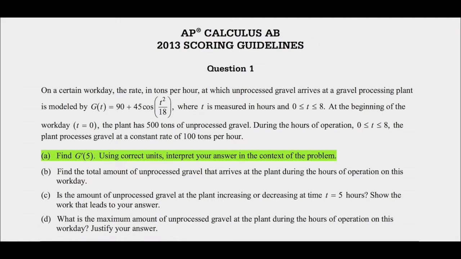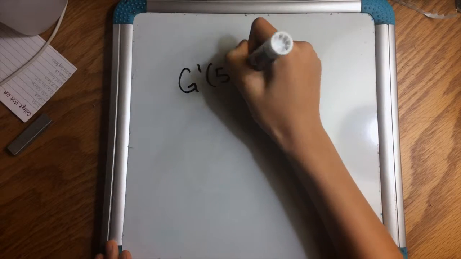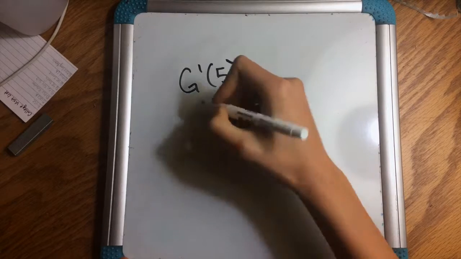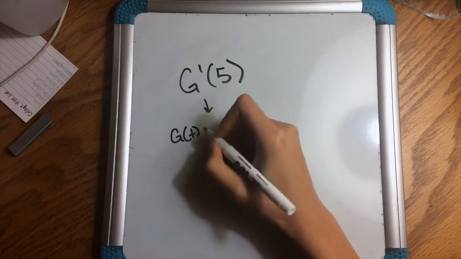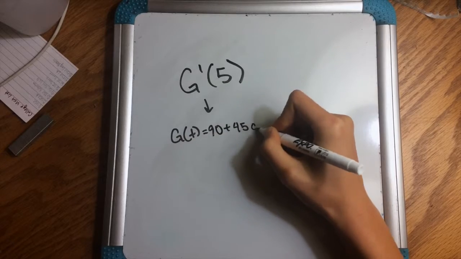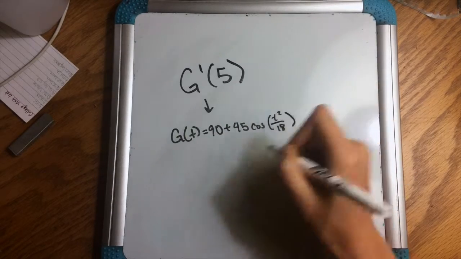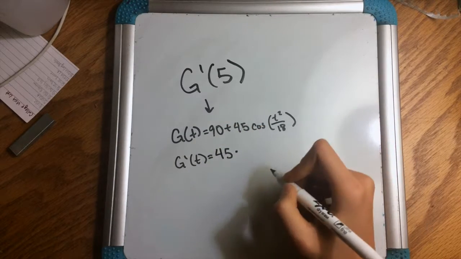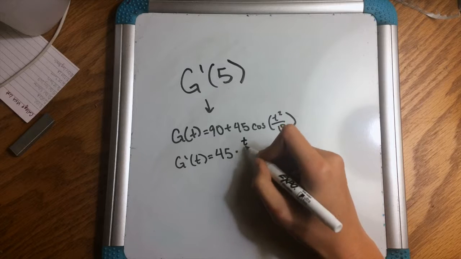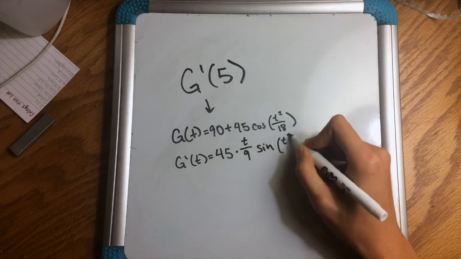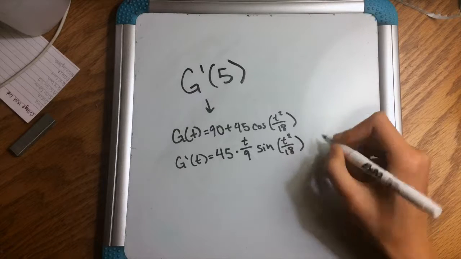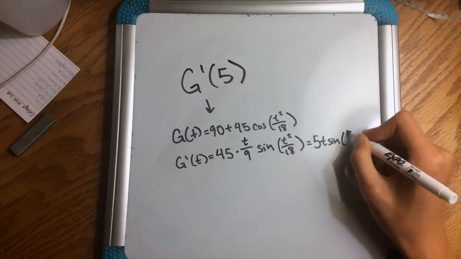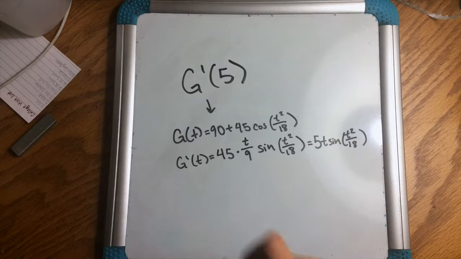Part A asks us to find g prime of 5 and interpret the answer in the context of the problem. First of all, to find g prime of 5, you have to find the derivative of the given function, which is g of t equals 90 plus 45 cosine of t squared over 18. The derivative would cancel out 90 and then take the derivative of the inside, which would be t squared over 18, multiplied by 45. So that'd be 45 t over 9 sine of t squared over 18. That cancels out into negative 5t sine of t squared over 18.